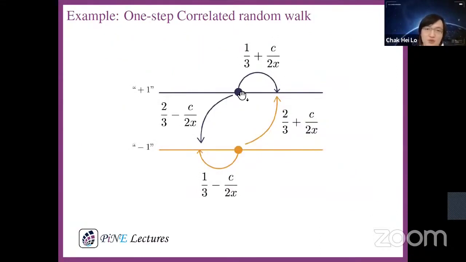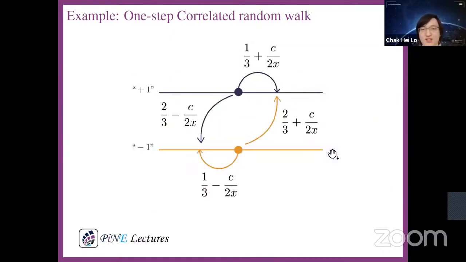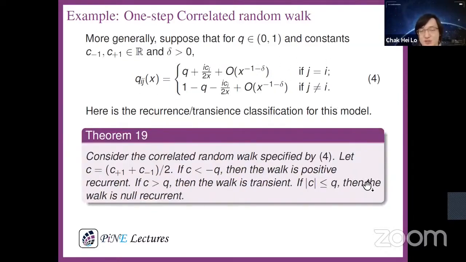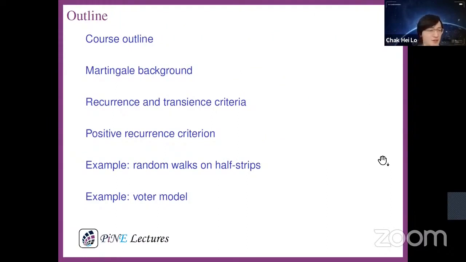If it moves on the same line, it has probability 1/3 plus some C divided by 2x, some small term here. And if it goes to the other line, you have 2/3. If you look at the classification here, you can see this one has a zero drift case. So depending on what this C is, it can be positive recurrent, it can be transient, or null recurrent. Okay, I think this is the end of this part. I think I should stop here and leave the audience for questions.